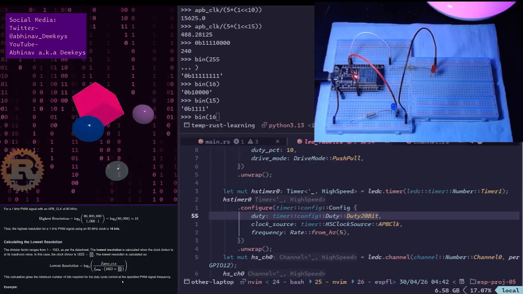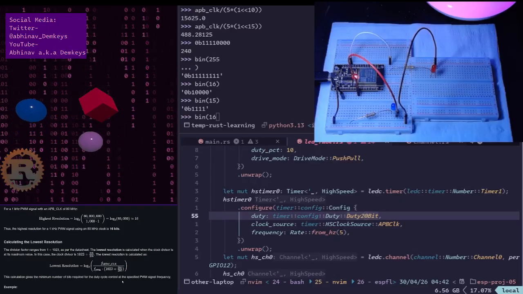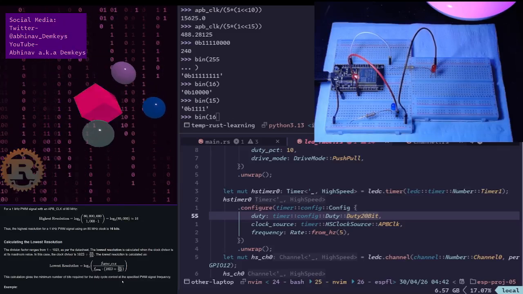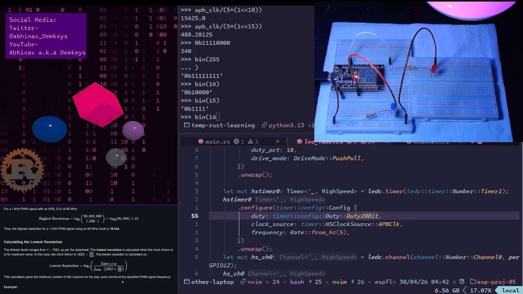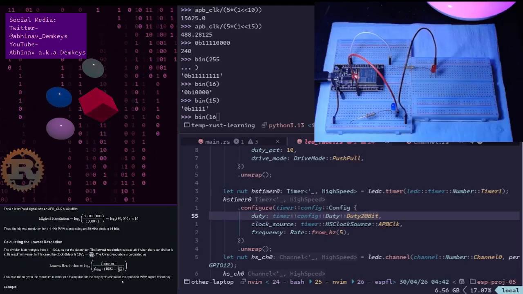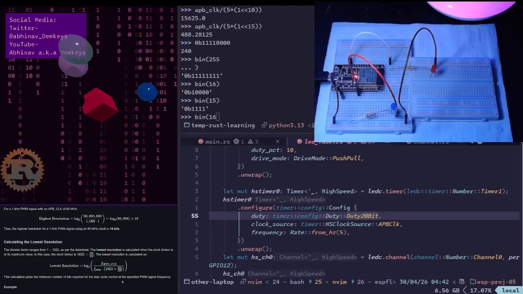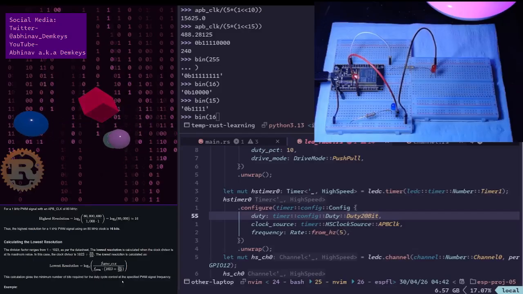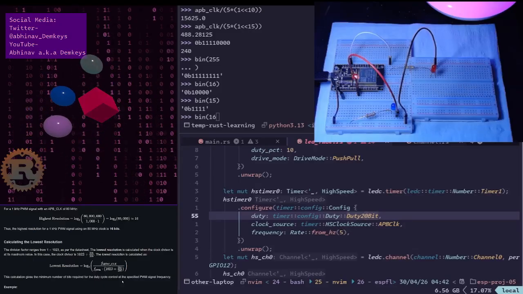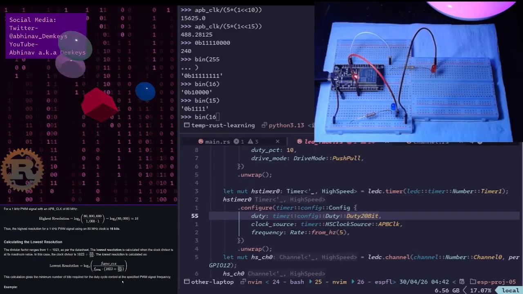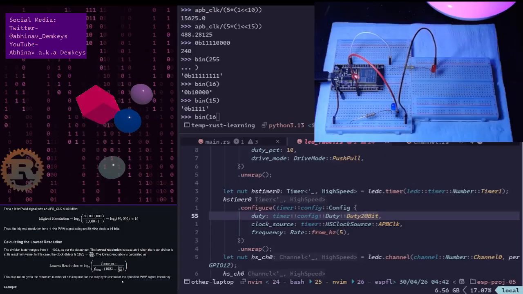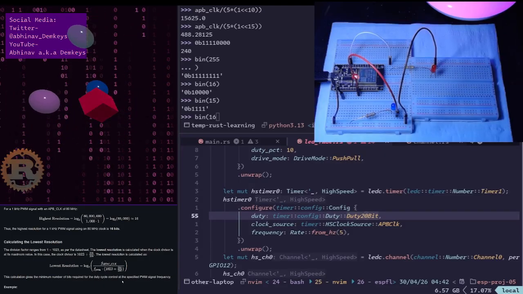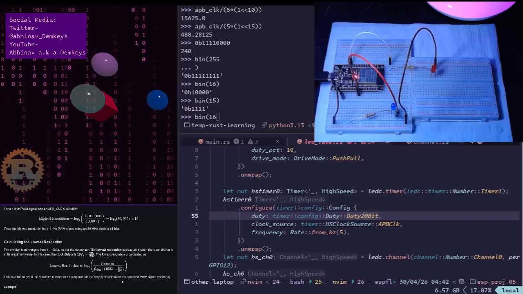Wait, I need to ask Gemini. I need to refresh my knowledge of this. Hey, I recently had a conversation with you about multiplication and division being used to set or get bits in a register. I can't remember what it was. Remind me.